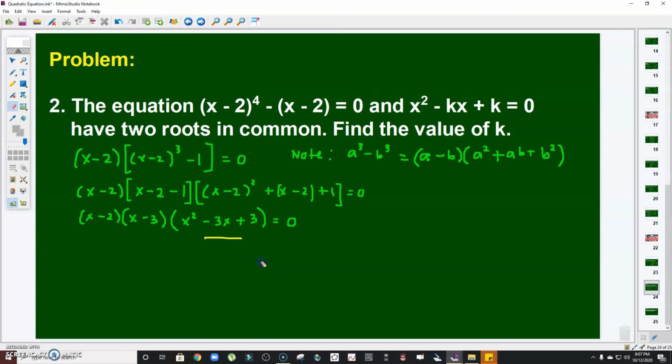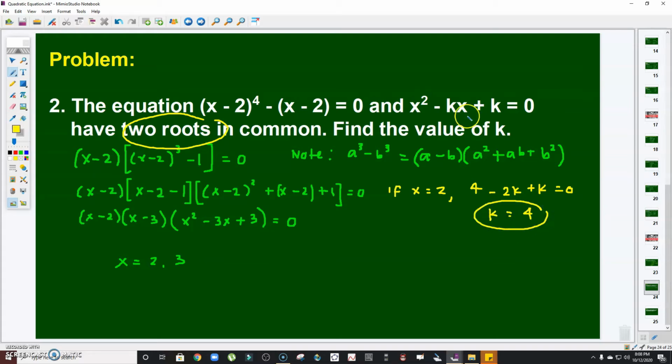Let me erase this part. Meaning to say, the roots that we are looking for here are x equals 2 and 3. But the question is, find the value of k. To get the value of k, we substitute. Do you get it? If x is equal to 2, we're going to have 4 minus 2k plus k equals 0. And therefore, the value of k here is simply 4.